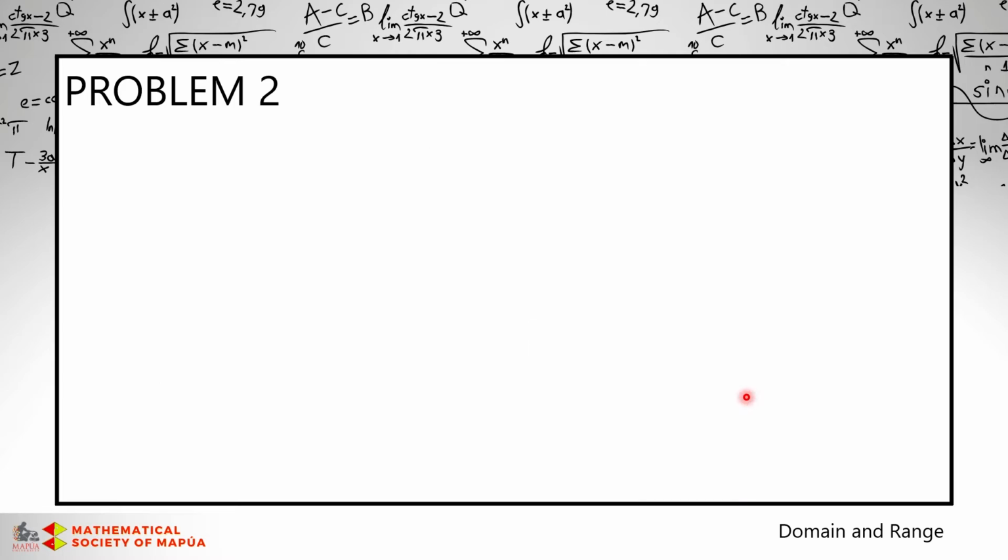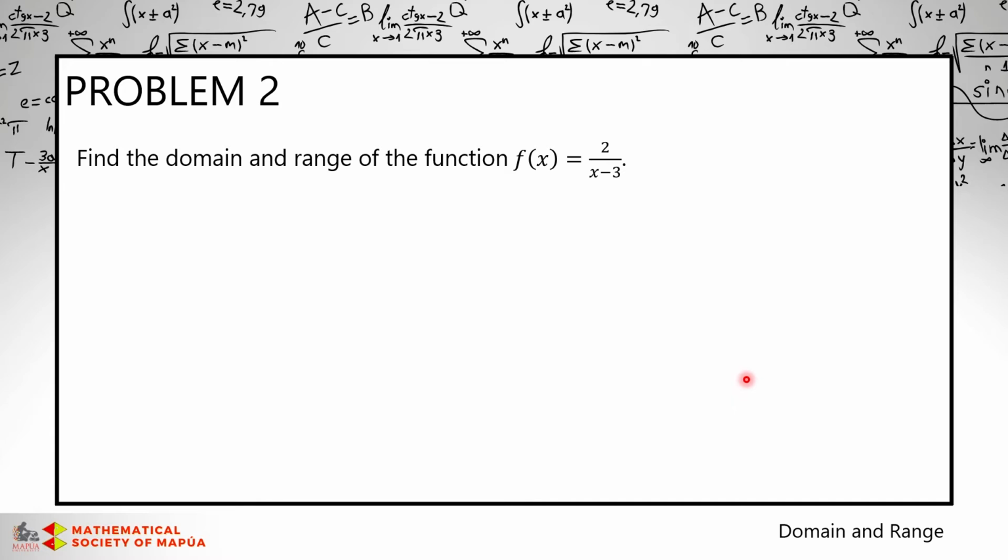Okay, so for our second problem about domain and range is ganun ulit, find the domain and range of the function f of x is equal to 2 over x minus 3. So again, tingnan natin ano ba yung possible values ng x. So in this case, since meron tayong x sa denominator, di ba, ang denominator natin is bawal mag-0. Kasi magiging infinity yung sagot or magiging undefined yung sagot natin.